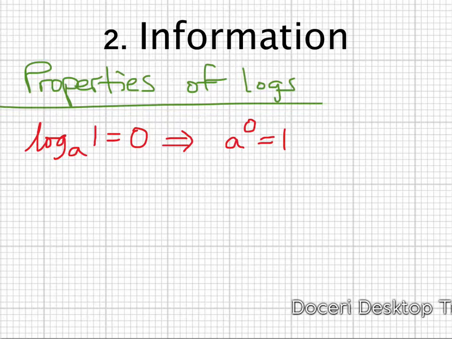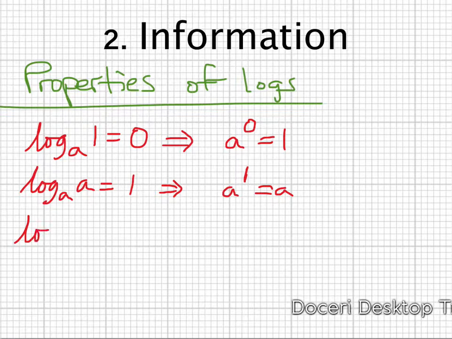The second property is log base a of a is equal to 1. And the reason for this is, what power of a gives me a? Well, that's 1. a to the first power is a. So anytime you see log base a of a, you can automatically turn that into a 1.